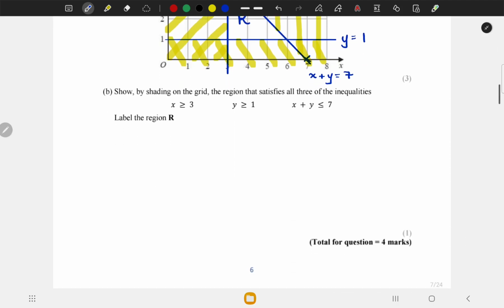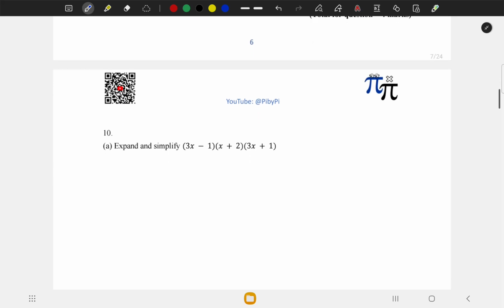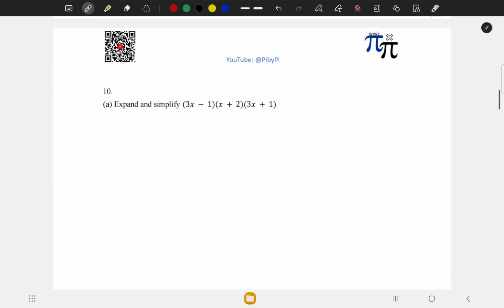Okay, moving on to the next question. This one is asking us to expand double brackets. So in this instance, you can decide whichever of the two brackets you would like to start off with. Now, I noticed something in this particular question, and I noticed that these two are very easy for me to expand. So I'm going to choose to start off with these two. You don't necessarily need to do the same. So I'm expanding 3x minus 1, 3x plus 1.